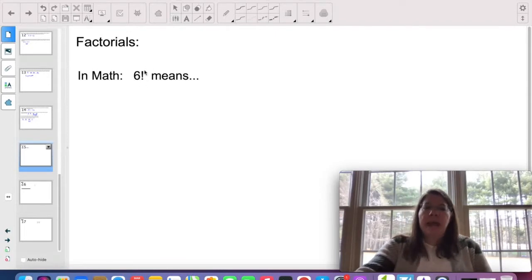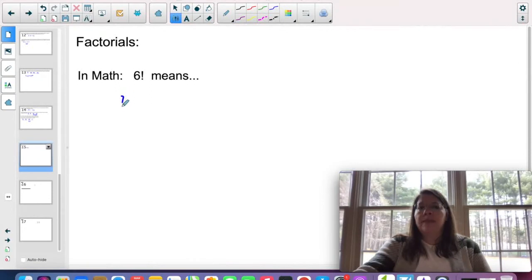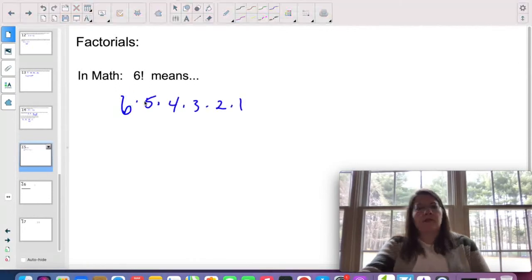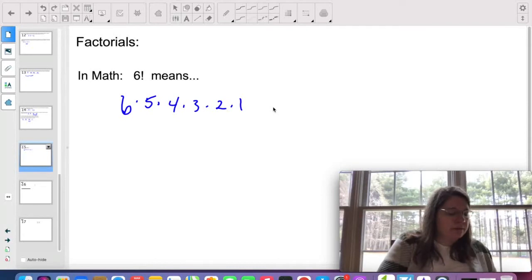So in math, what this means is we're going to take the 6 and multiply that 6 by every digit below it until we get to 1. So 6 factorial means 6 times 5 times 4 times 3 times 2 times 1. And when we multiply those together, we get 720.